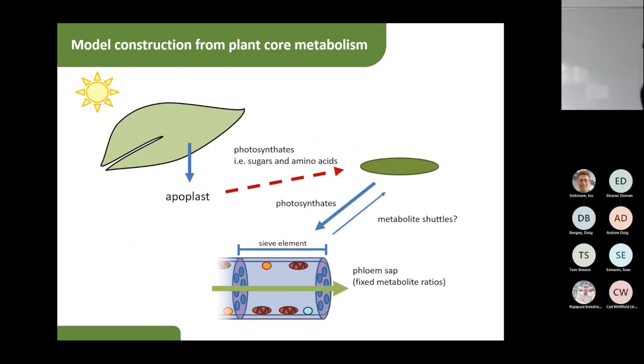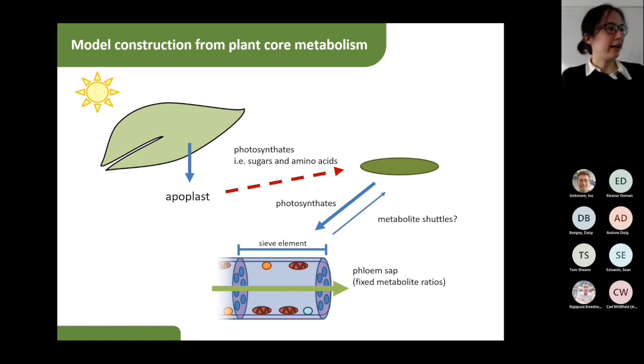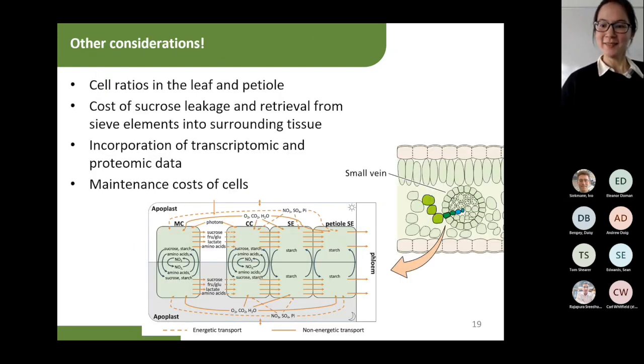Okay, then we had to put them all together. So we added the diffusion from mesophyll cells, the source cells, to the apoplast. That's all very easy. Then we added the active uptake of those sugars and amino acids from the apoplast into the companion cells, and then we just added symplastic transfers between companion cells and sieve elements. We had to have a good think about the ratios of each cell in the leaf, because there are many fewer companion cells than either the source cells or the sieve elements. But otherwise, it's about what you'd expect.